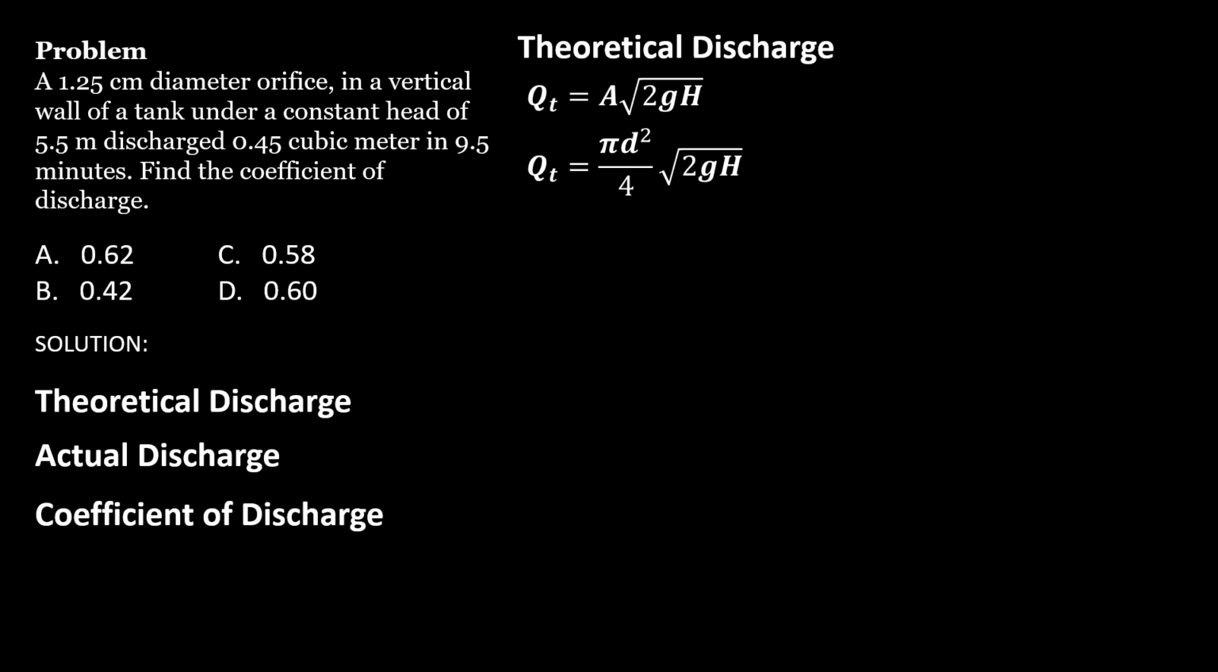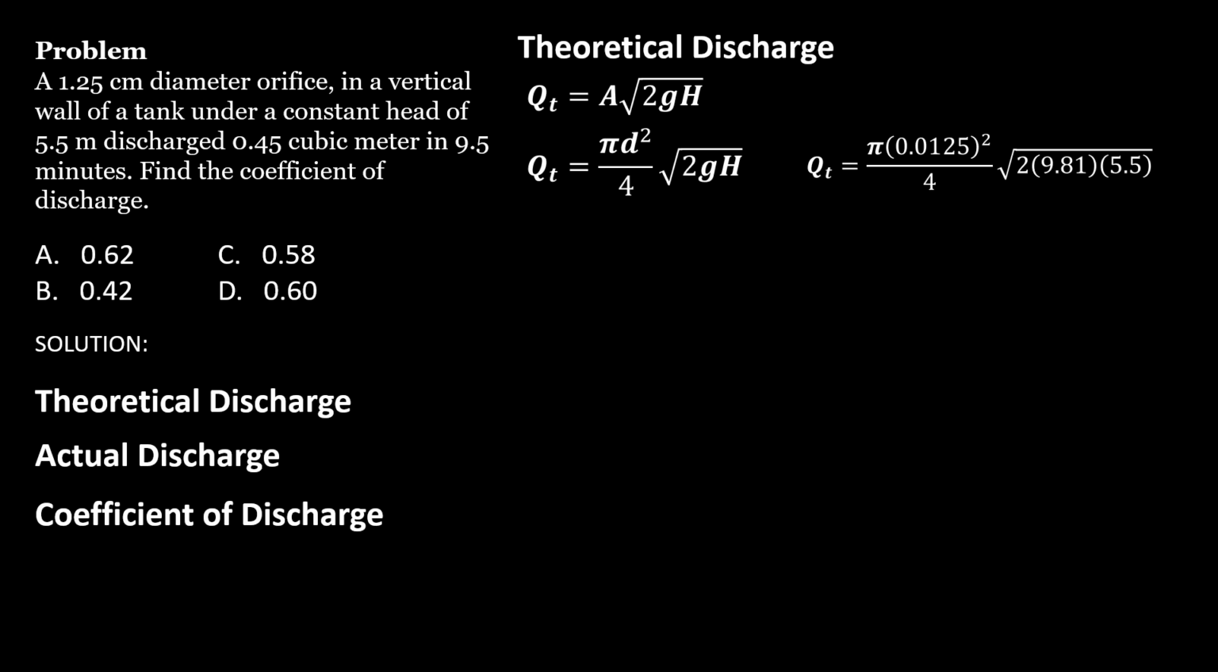In the given formula, A stands for the area, and the area formula that we have is actually pi d squared over 4. That is why our theoretical discharge formula now is equal to this: Q sub T equals pi d squared over 4 times the square root of 2gH.